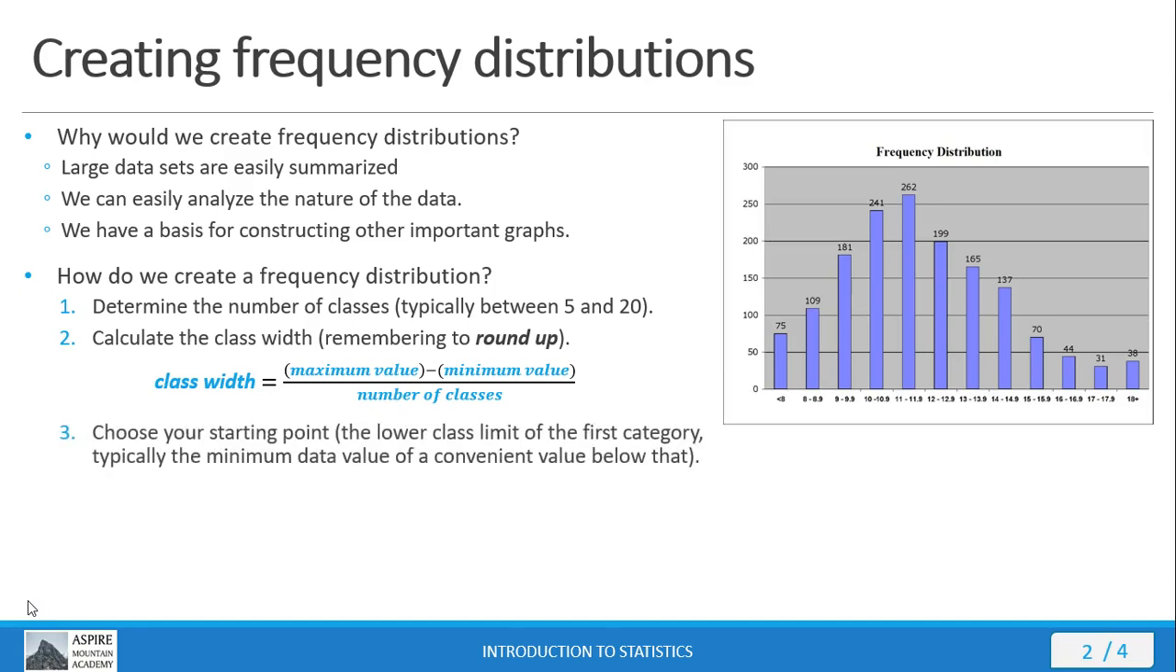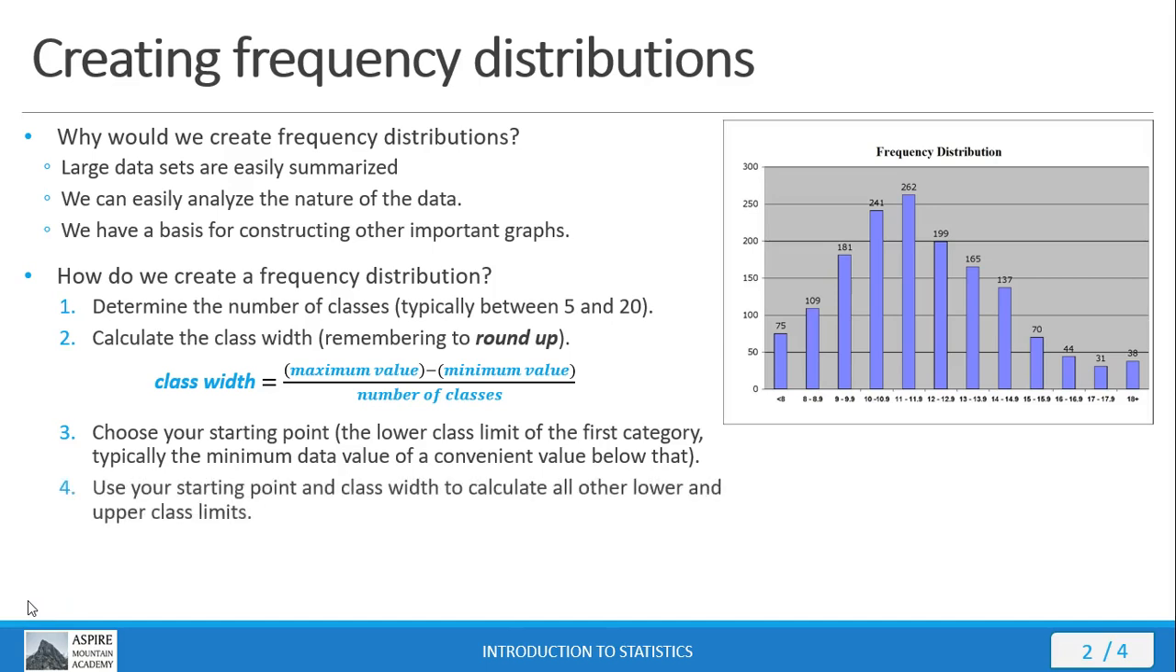Next, you want to choose your starting point. This is the lower class limit for the first class in your frequency distribution. Often the minimum value in the data set is used here, but you can choose whatever you want, really. The more experience you get with this, the more feel you have for what value makes a reasonable starting point for the data set you have.